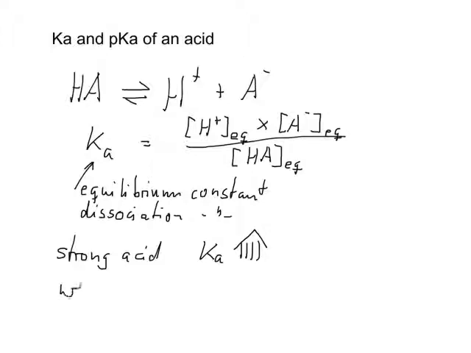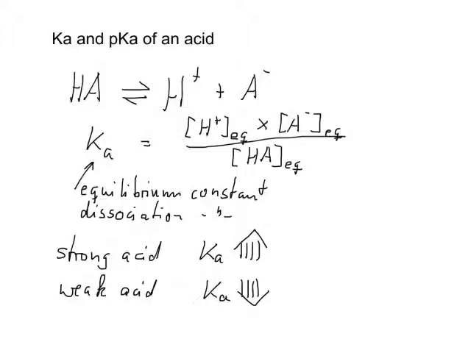Likewise, if we have a weak acid, only a tiny little bit is dissociated into the proton and the base, and most of it will stay in the acid form, in the HA form. So we have something small divided by something large, and that of course would give us something small. So for a weak acid, Ka would be very low. And I write it like that.